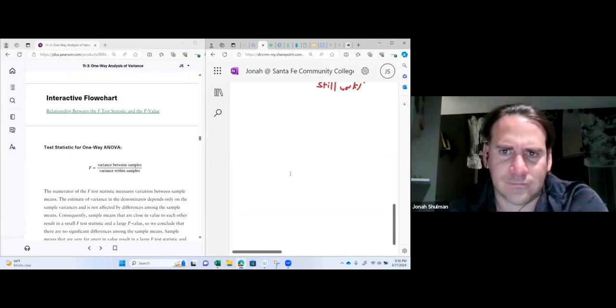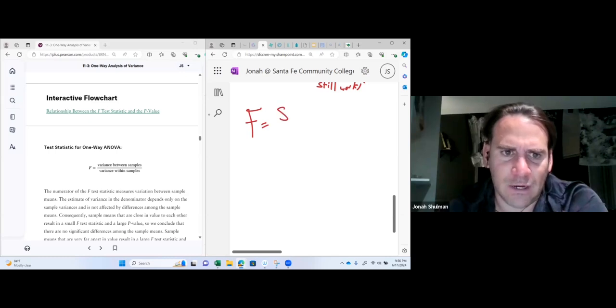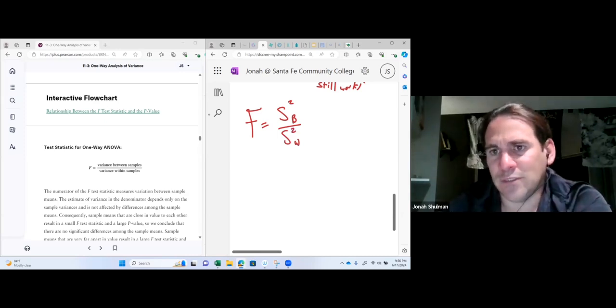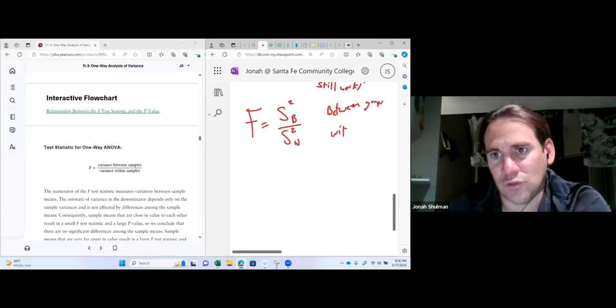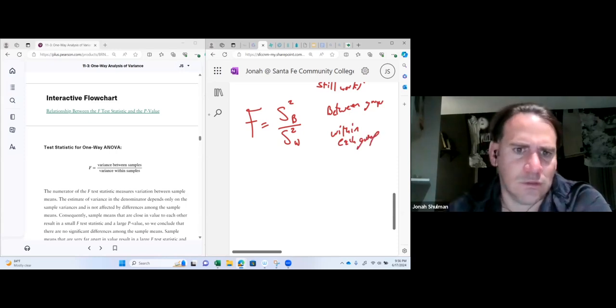So this is important. How do we get this F? We know it's going to be that variance between over that variance within. What does this mean? Between groups and within each group. That's where it comes from.